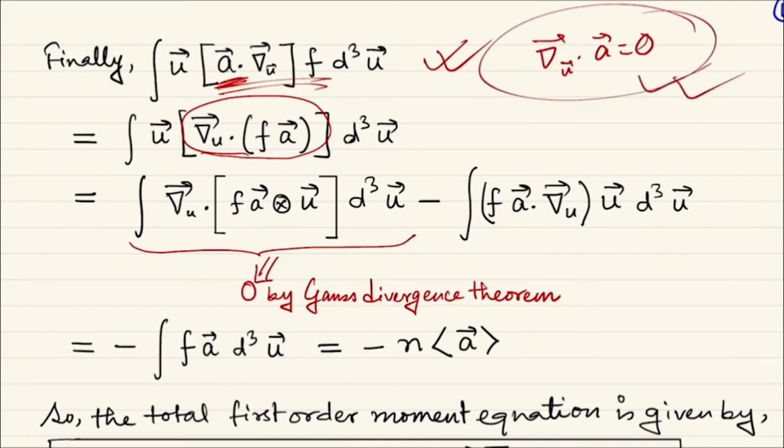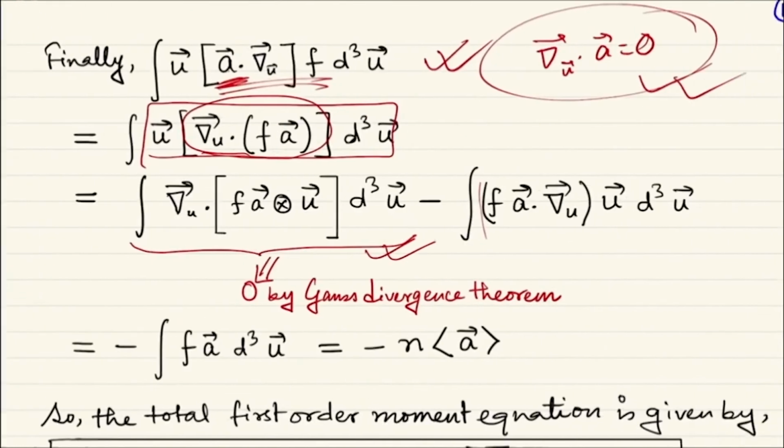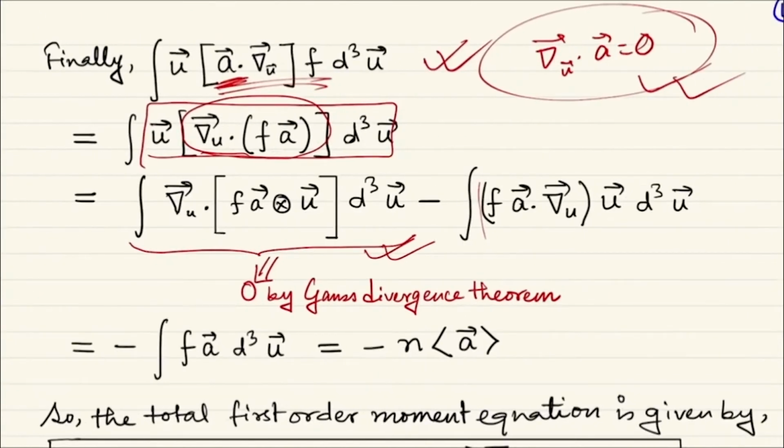Okay. So if you have this, then using that tensorial identity, this is nothing but the integration of the velocity divergence of the tensorial product of fA tensorial U d³U, minus the integration of fA dot the velocity gradient of U d³U. Now this is 0 because you can use Gauss's divergence theorem here. Remember, earlier we could not use Gauss's divergence theorem because that was a spatial divergence; this is a velocity integration. Here you can, and you can make it 0.